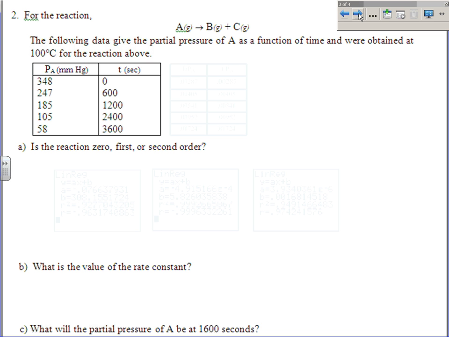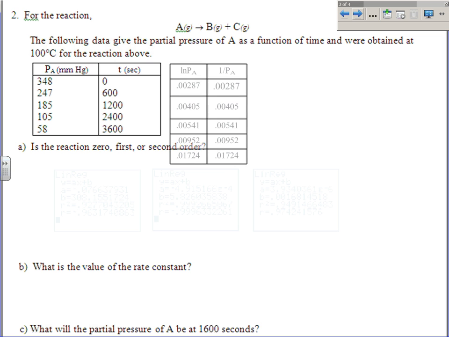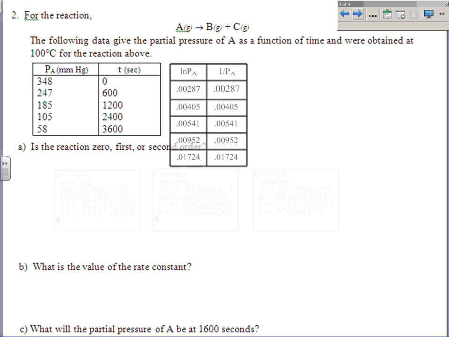In order for us to determine whether it's zero, first, or second order, you would graph the pressure versus time, and then you would graph the ln of the pressure versus time, and the inverse of the pressure versus time. So really, in this particular case, I would look at all three of these situations and find out which one gives me the linear expression.